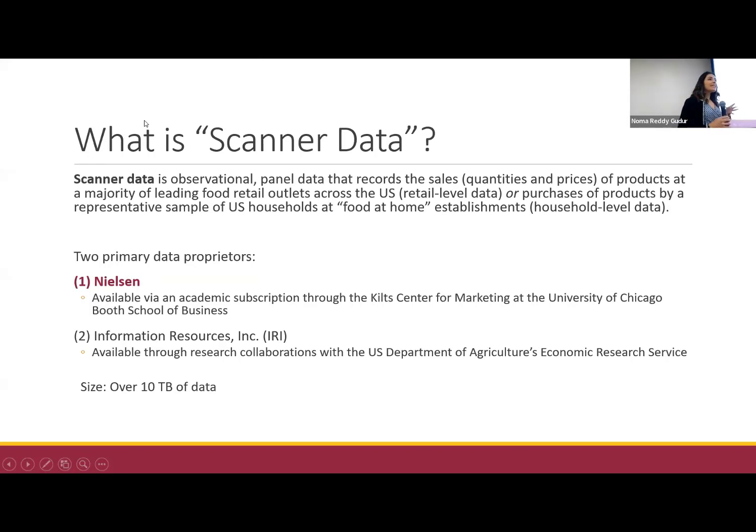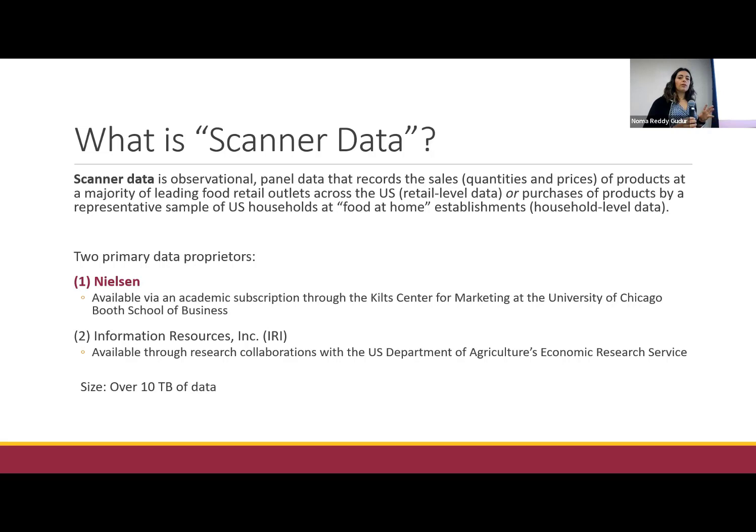Great. So technically speaking, scanner data is observational data, and it's generally panel data, panel in the sense that it tracks the same unit over time, whether that's a retailer or a household. And it records, for the retailers, sales in the form of quantities and prices of food products sold. Actually, this particular data product has products in addition to food items. And for the retailer data, it collects these records at leading food retail outlets across the United States.